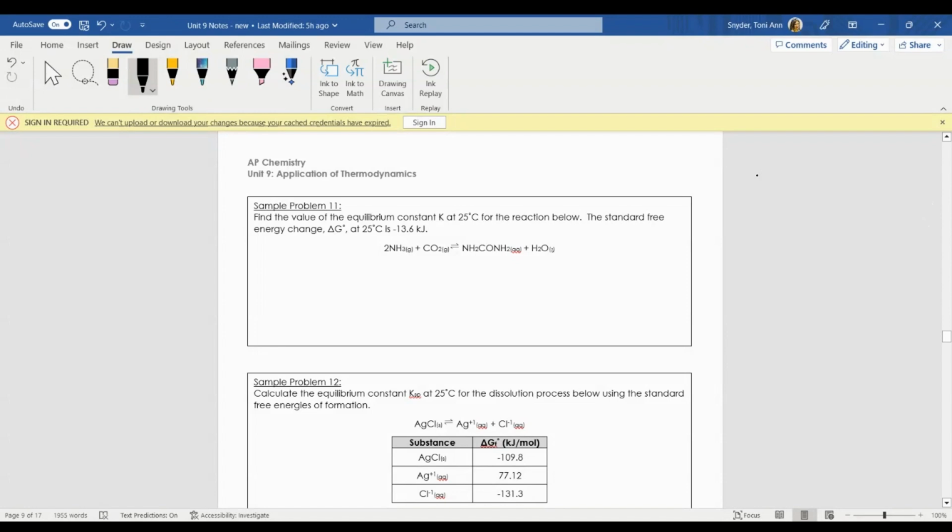The standard free energy change, delta G, at 25 degrees is negative 13.6 kilojoules. So my equation is delta G equals negative RT ln K. I know my value for delta G: negative 13.6. However, my value for R is 8.314 joules per mole Kelvin.